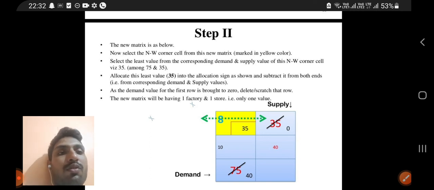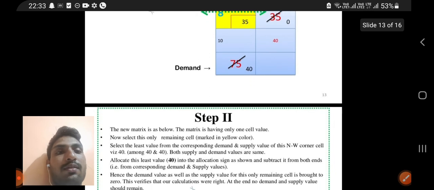Here, 35 is the lesser value in supply, and the demand value is 75. So the lesser value is 35. We subtract 35 minus 35, and 75 minus 35, and we get 40. And 35 minus 35 is 0 in supply. So we cut that row horizontally.